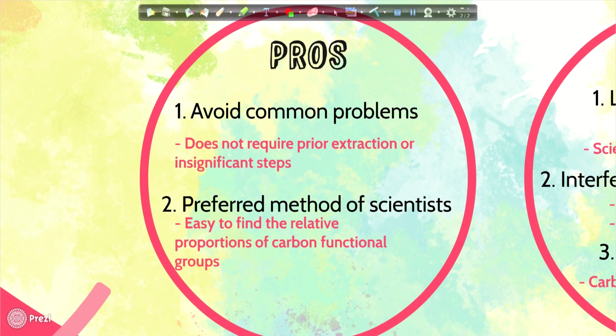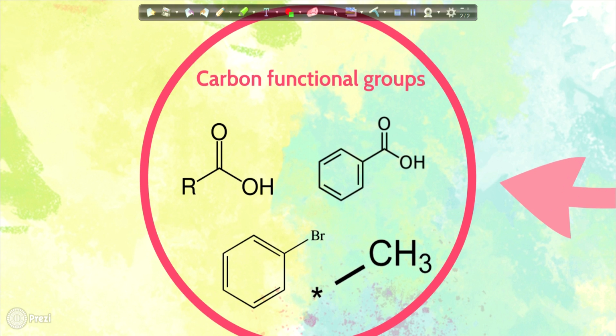Some pros of 13C NMR for the study of coarse woody debris include avoiding problems that most techniques have. For most techniques, determining the chemical nature of natural organic matter in soil, sediment, and water requires prior extraction or concentration steps that are not insignificant and create artifacts. However, 13C NMR spectroscopy does not require all those steps. Moreover, 13C NMR analysis is the preferred method to determine the relative proportions of carbon functional groups, such as alkyl, aryl, and carboxyl groups.